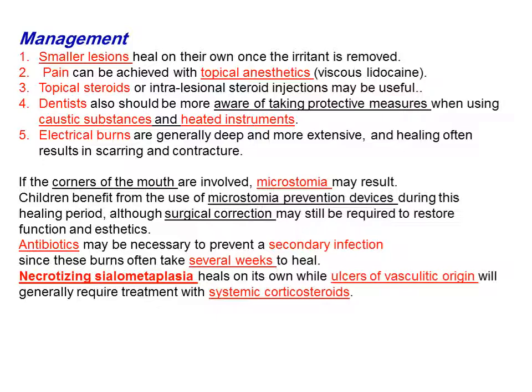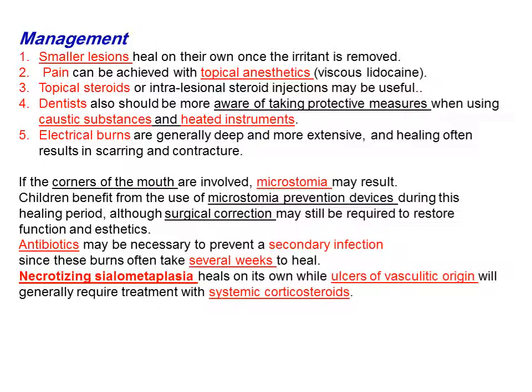Dentists should be careful with materials such as caustic substances and heated instruments to avoid this type of lesion. Electrical burns go deep and are more extensive and may lead to scarring and contracture. If the corner of the mouth is involved, microstomia may result. Children benefit from the use of a microstomia prevention device during this healing period, although surgical correction may still be required to restore the function and the aesthetics of the oral cavity.